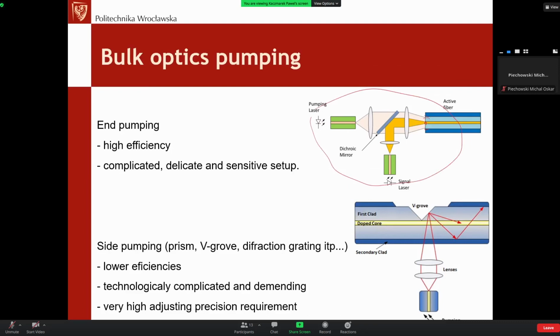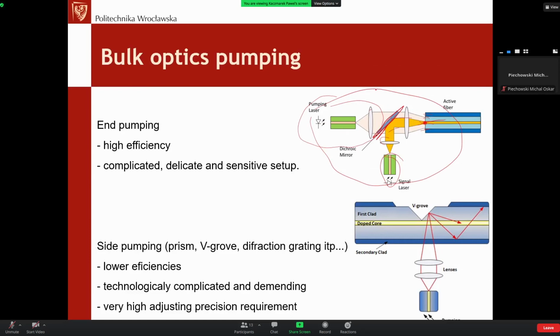End pumping of such a fiber. So we have something called a dichroic mirror. We have a signal laser, some lenses, forming a beam, a Gaussian beam, which is just coupled to the core of a fiber, and a second beam which is formed by another lens, and it is focused on this first cladding, and this is the pumping radiation. So you can see it is pretty complicated mechanically.